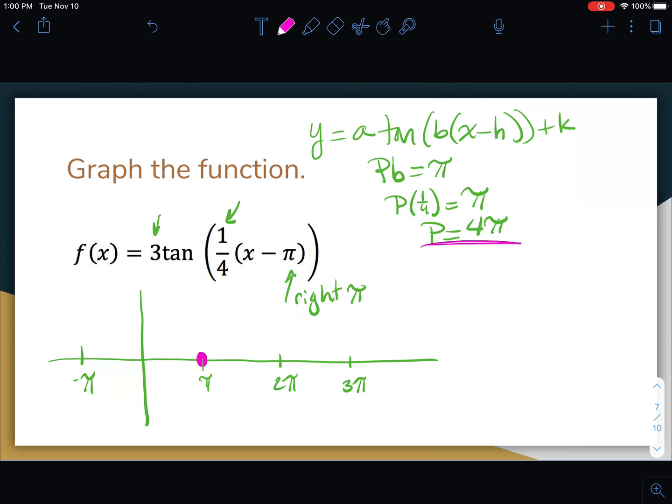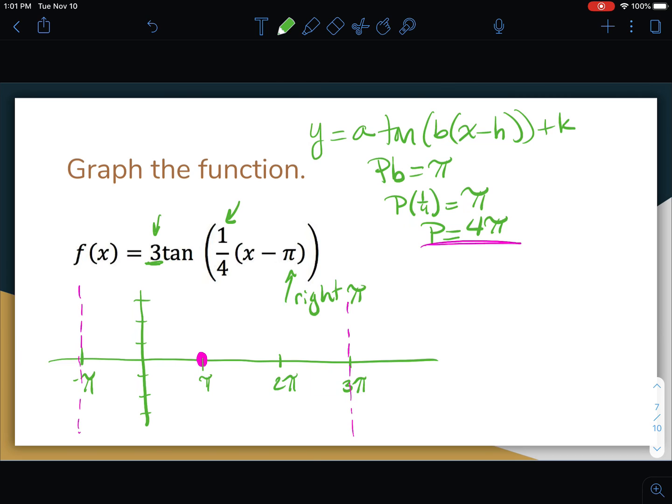All right, so now we need our vertical asymptotes. Knowing that the period is 4 pi means we're going to go 2 pi to the right and 2 pi to the left. So here is an asymptote, and here is another asymptote. Now our job is to find a couple of special points that we're able to plot. I see this 3, and I'm going to make sure I go up 3 and down 3.